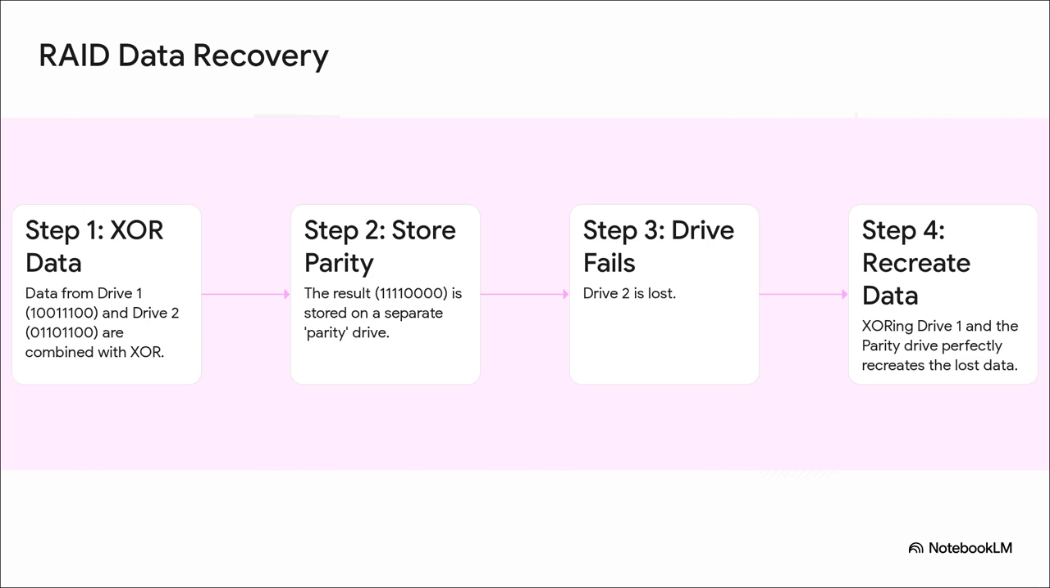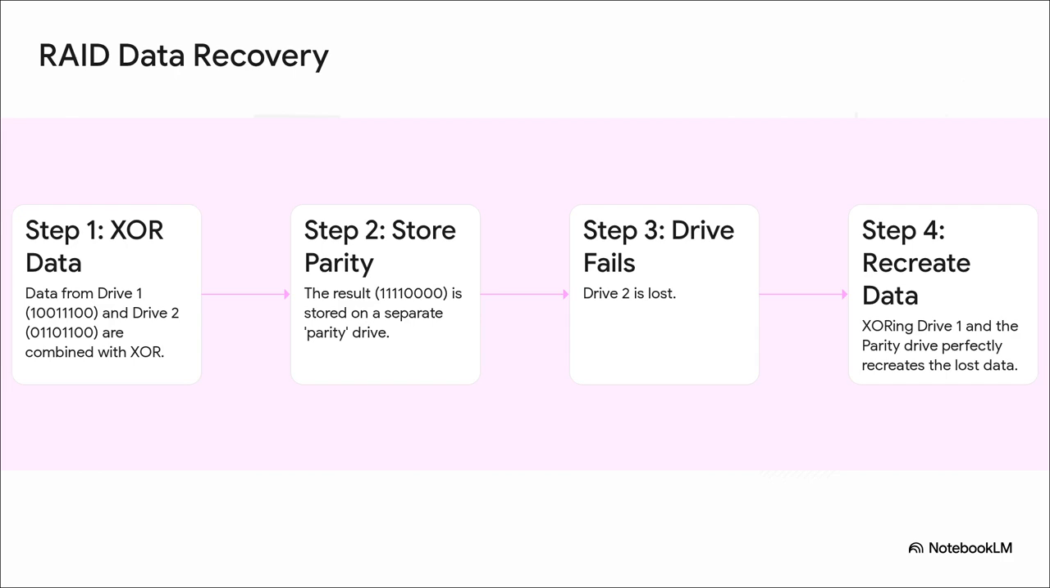Let's say you have data on drive 1 and other data on drive 2. The system takes both and XORs them together, and it stores that result, we call it parity, on a totally separate third drive. Now, what happens if drive 2 just dies? No panic. The system takes the data from the surviving drive 1, XORs it with that parity drive, and boom! Just like that, the lost data from drive 2 is perfectly resurrected.